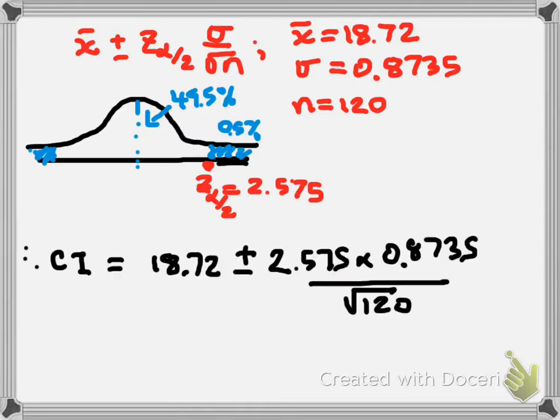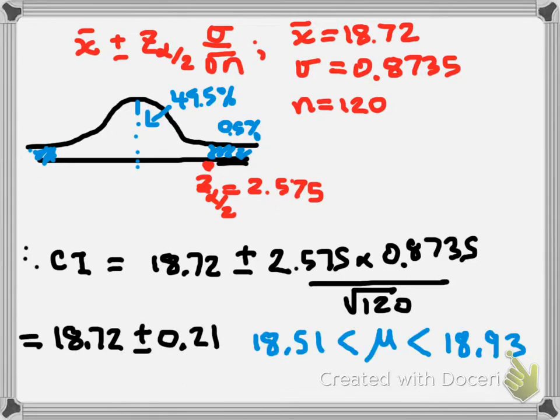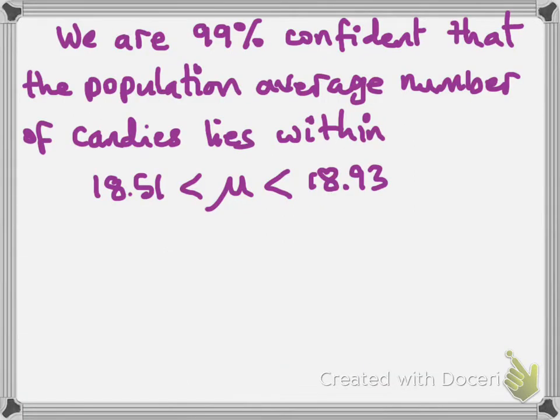So if you use all that information now in your formula for confidence interval, it will look like this. And so your error will be 0.21. So if you add those together, you will get a confidence interval of 18.51 less than mu less than 18.93. What this means is that we are 95% confident that the population average number of candies lies within 18.51 and 18.93 candies.